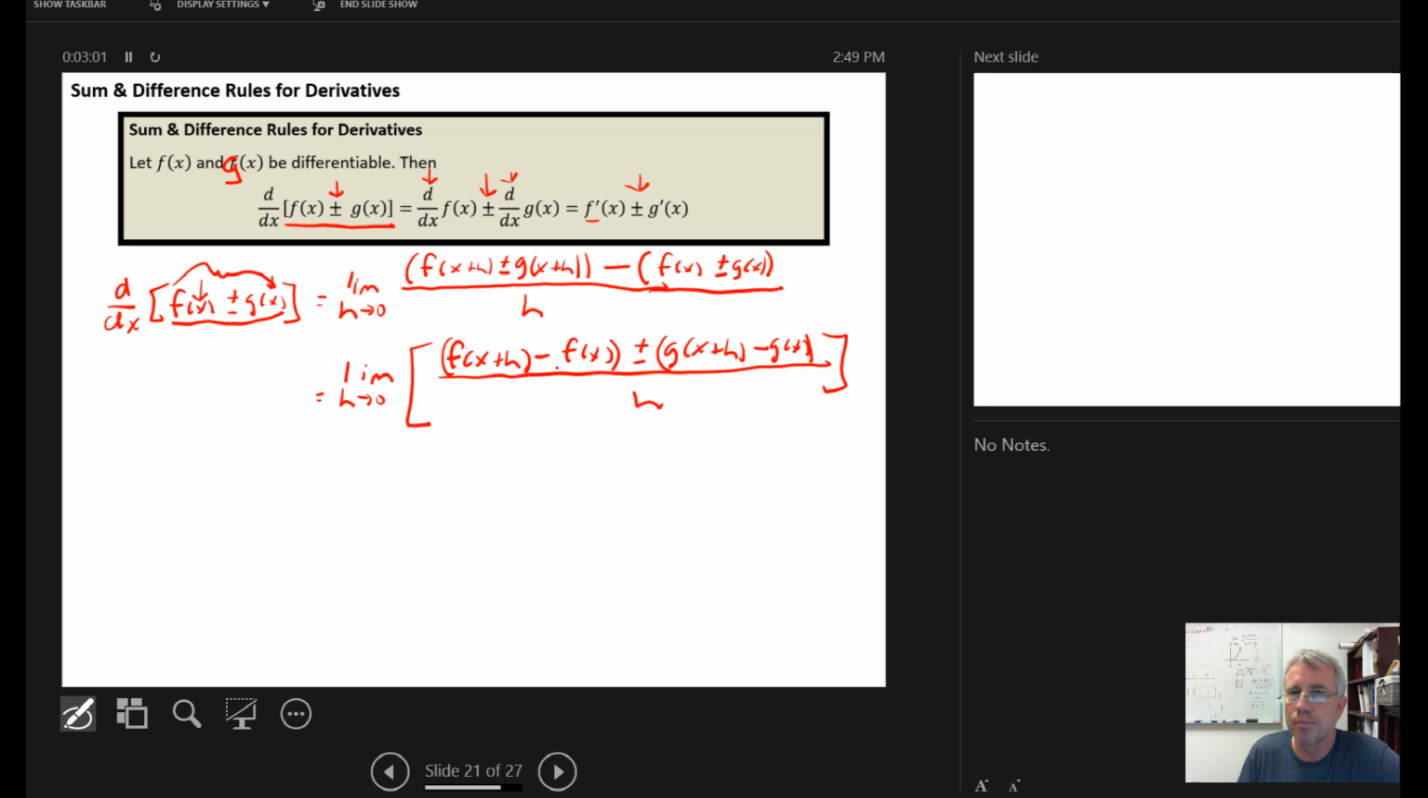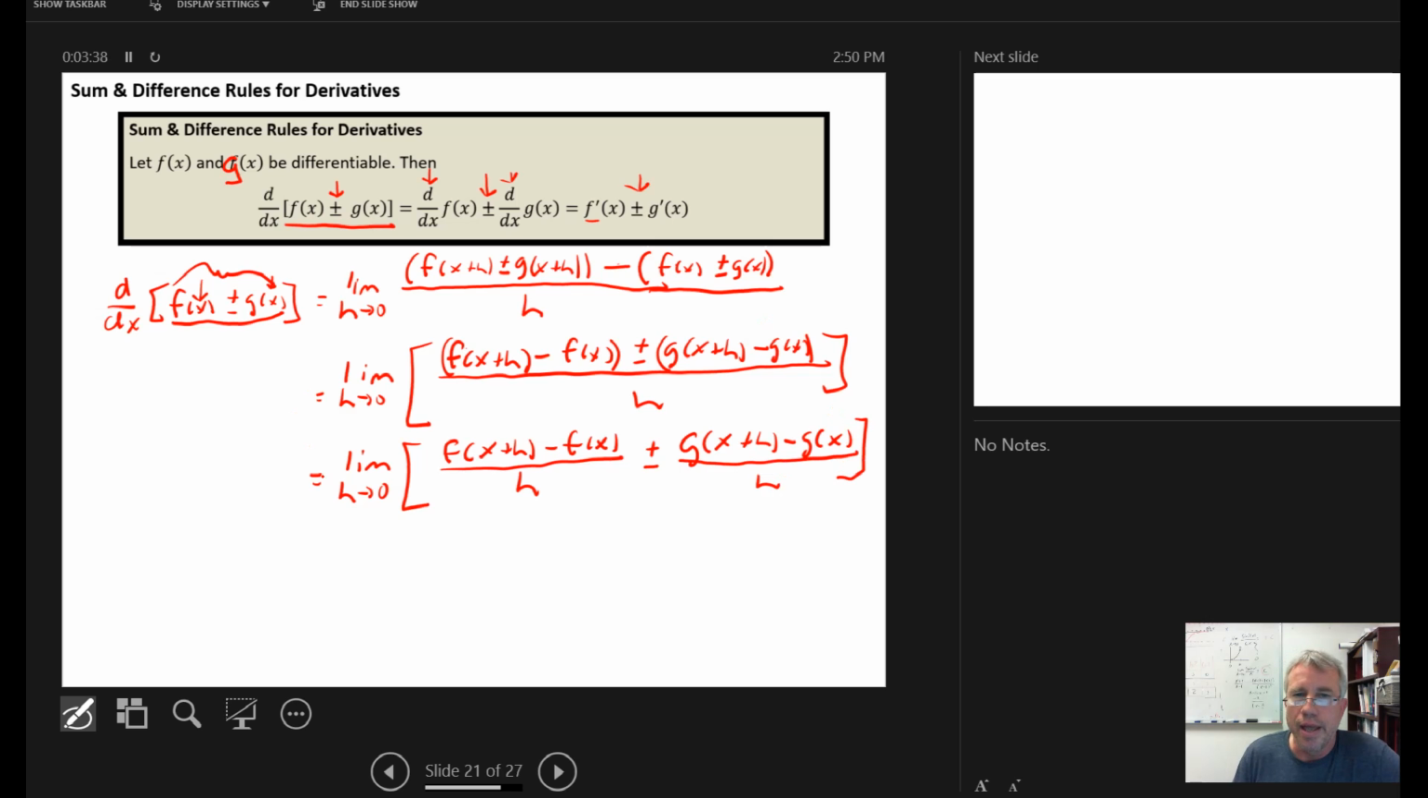So we could actually now break this into two fractions, or two ratios, over h. We could say the limit as h goes to 0 of, I'm going to separate the f stuff, f of x plus h minus f of x, all over h, plus or minus, separate the f stuff from the g stuff, g of x plus h minus the g of x, all over h.